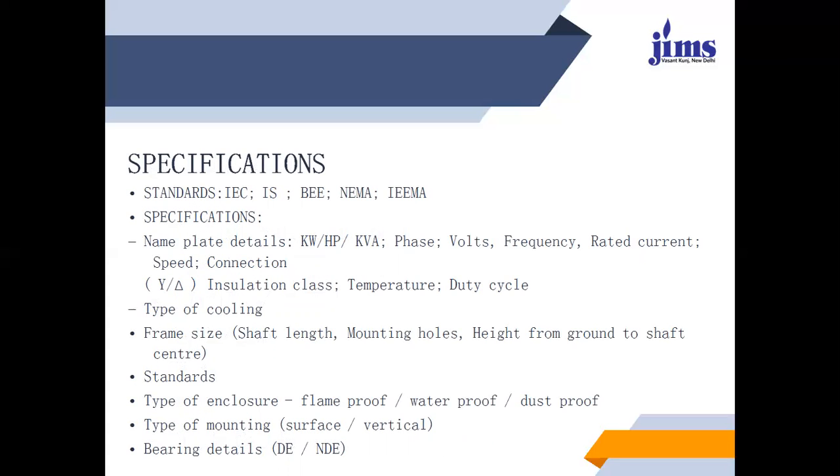Naturally, for the specification of the machine, there will be different categories. There will be the IEC standard, the IS standard, the BEE standard, the NEMA standard, and the IEEMA type standards. So it will depend upon the manufacturer, which type of machine they are manufacturing, and what type of standard specification the consumers need.